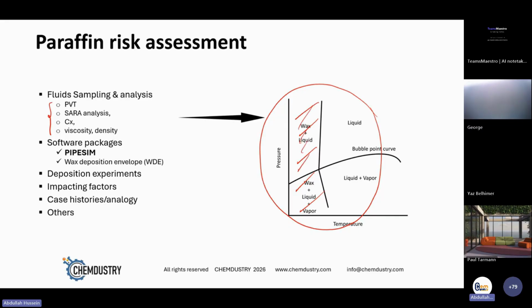Based on that, you will do your activities to prevent that. Sometimes we might need to do some deposition experiments as well, like cold finger and flow loop, to simulate the system. Also, we study the impacting factors and look at the case histories and learn from them. You take all of that, combine it into a risk matrix, and then you start mitigating your waxes.